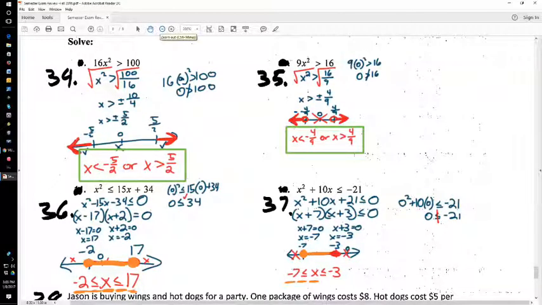And at the same time, x is less than negative 3. All these values, negative 6, 5, and 4, are less than the endpoint, negative 3. That's how the statement reads. So that is your final answer.